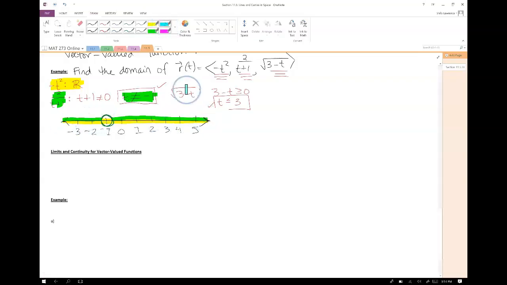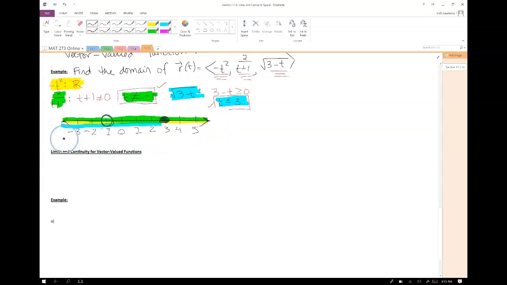And then our final vector-valued component was the square root of 3 minus t. And we determined that this one was only allowed to use t values less than or equal to 3. So we've got a colored in circle at 3, and we're only allowed to use values that are less than it. So when we have all 3 of these graphed together on one number line, we only want to use the section that got colored all 3 times, because those are the sections with t values where all three of our component functions are defined.